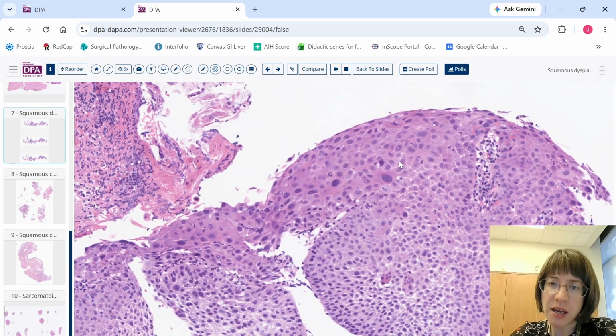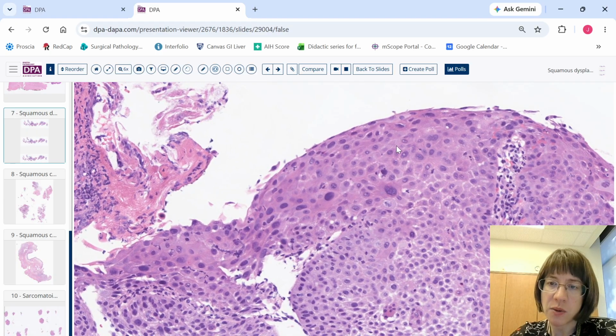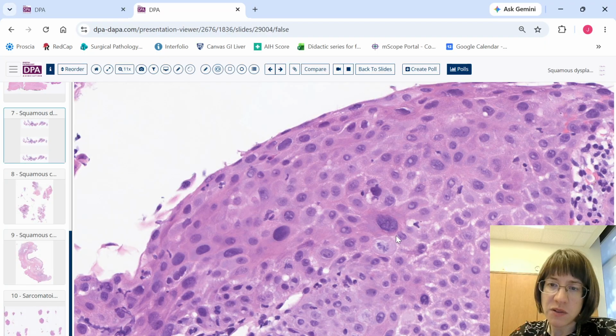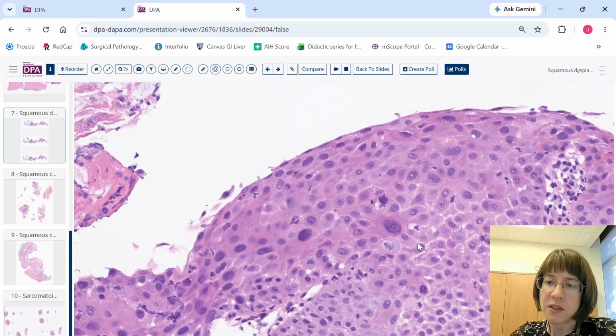So in this case, I actually am accumulating some cytoplasm as I get towards the surface, but I see that I have these extremely atypical nuclei up here that are hyperchromatic. There are very large nuclei, definitely some variation in nuclear size and shape, as well as a mitotic figure that's going higher up.